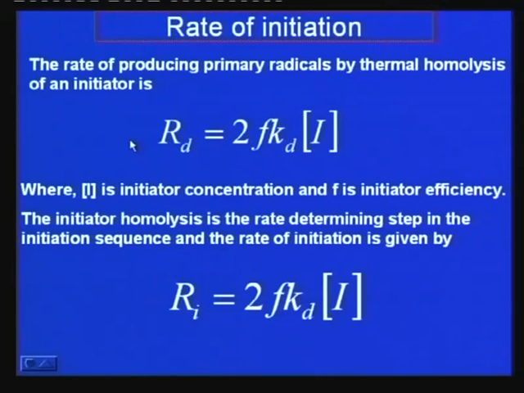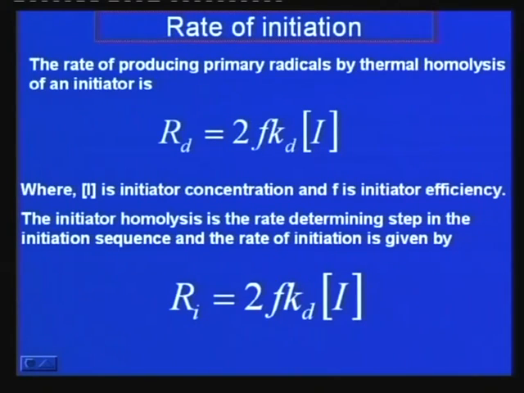Now, the rate of initiation: when the primary radicals are formed from the decomposition of an initiator molecule, those primary radicals interact with monomer to initiate a polymer chain. The rate of that initiation is expressed as R_I is equal to 2 f Kd into initiator concentration I. Now, f is an efficiency factor.